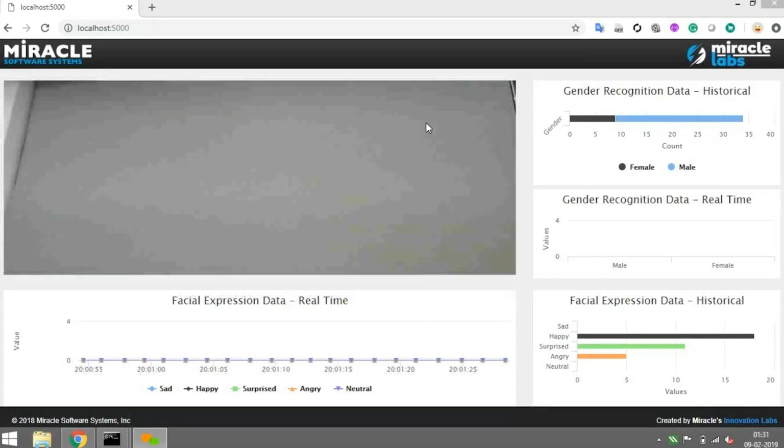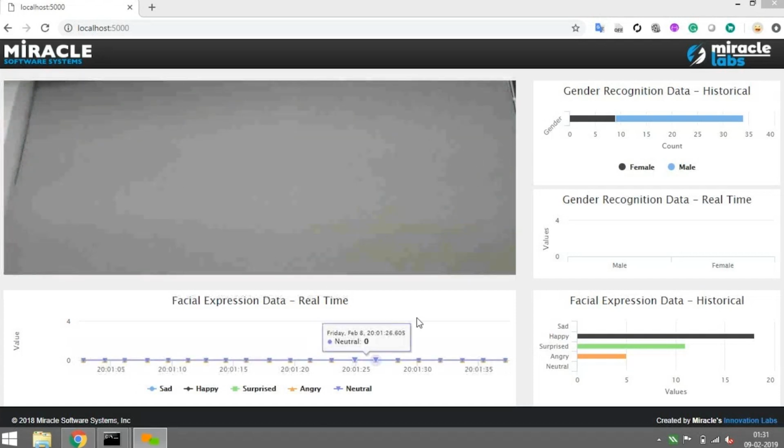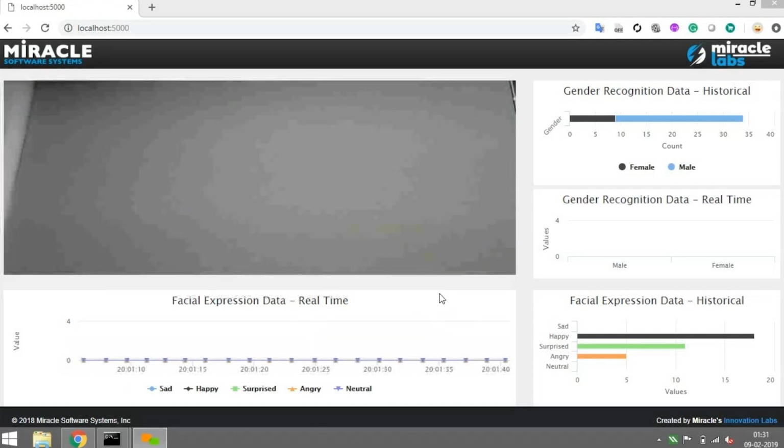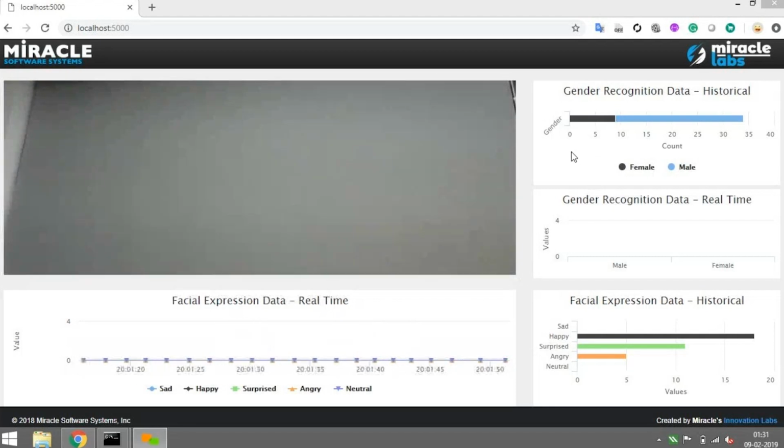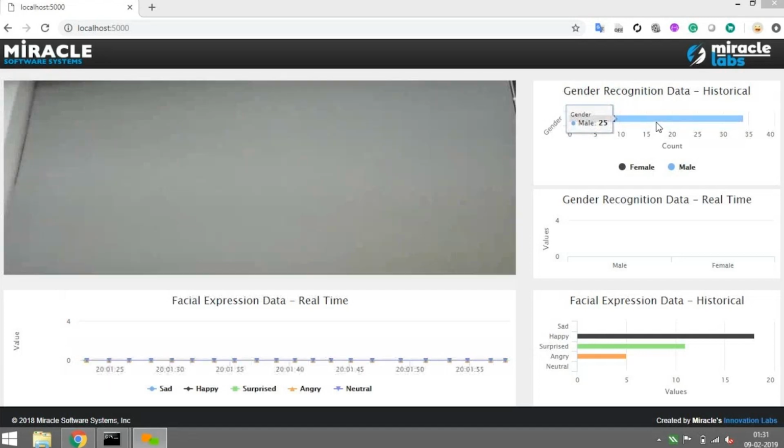So here is the dashboard of our application. We have connected a camera module to Raspberry Pi, so the live feed from there will appear here on the screen. Whenever a person or a number of persons appear in front of the camera, their facial expressions will be displayed over here, whether that person is happy, angry, or sad. That's in real time. And we've also used some historical data, like since the start of this application, it will calculate how many males or how many females have appeared in front of the camera.